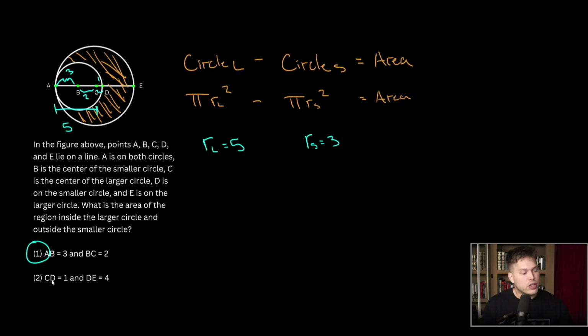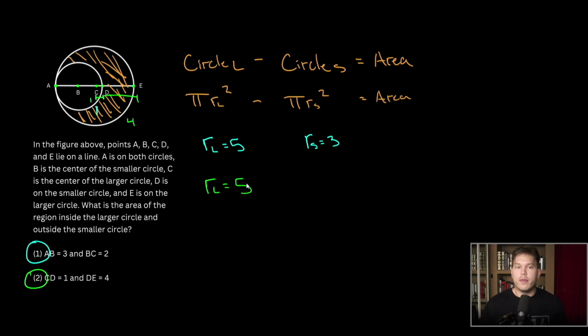Now let's look at statement 2. Let me clear this up just so we have something new to look at. Statement 2 tells us that CD, this small distance here, has a value of 1, and DE has a value of 4. Again, fantastic, because C to E is our larger circle's radius, and so 4 plus 1 is 5. So we know that the radius of our larger circle is 5.